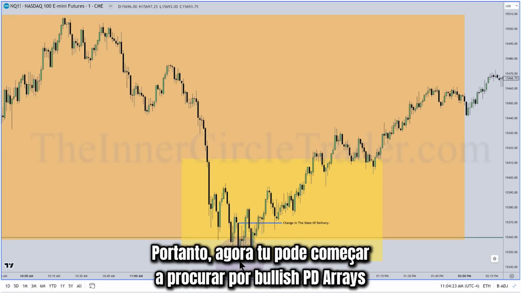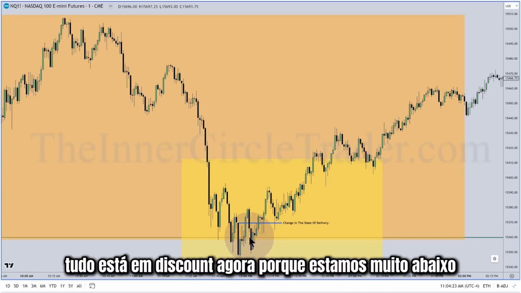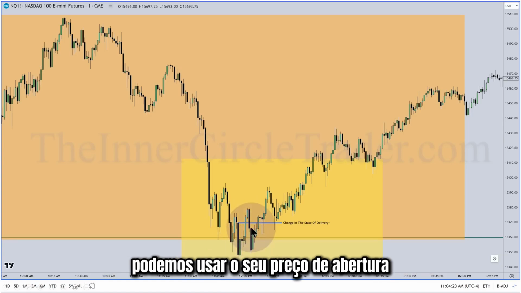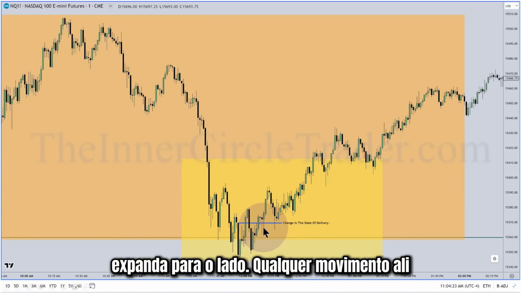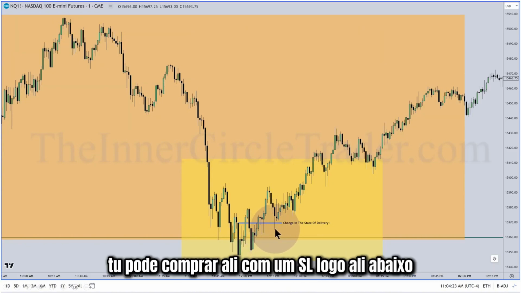So you can now start looking for bullish PD arrays that are in discount. Well, everything's in a discount now because we're so far down. But we have a down close candle right here. So we can use that opening price, extend it forward. Anything in there, buying this, anywhere in this area here, you can buy that with a stop loss right below there. But look closer.